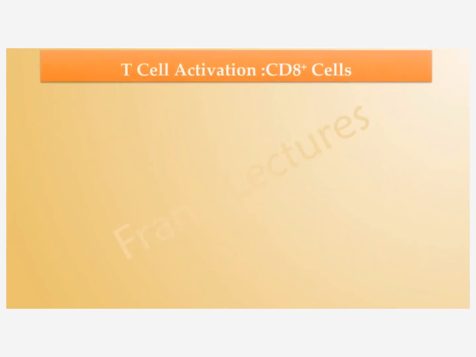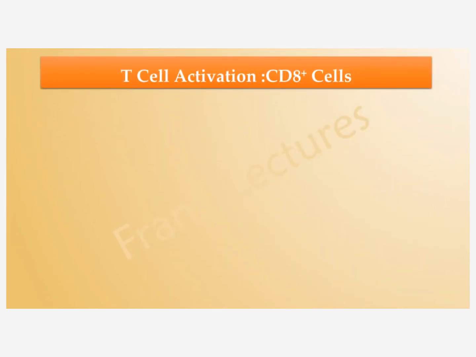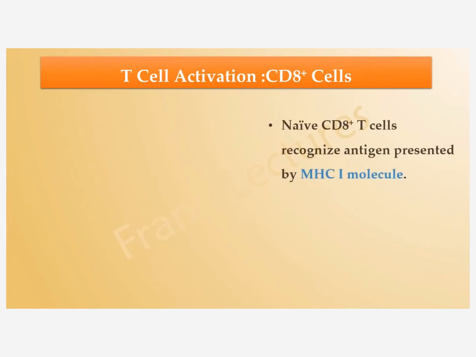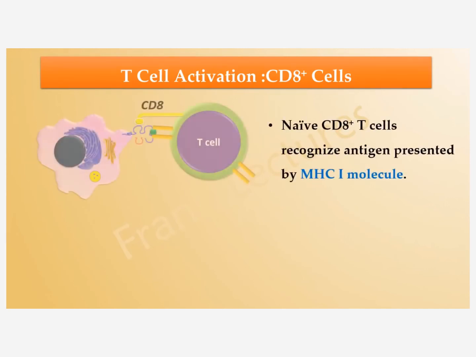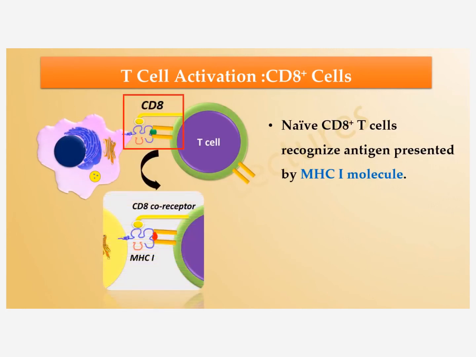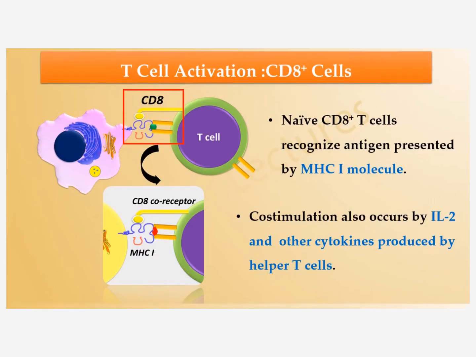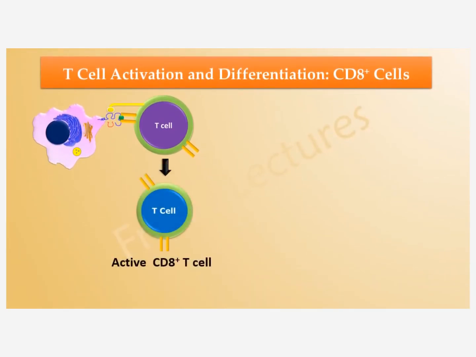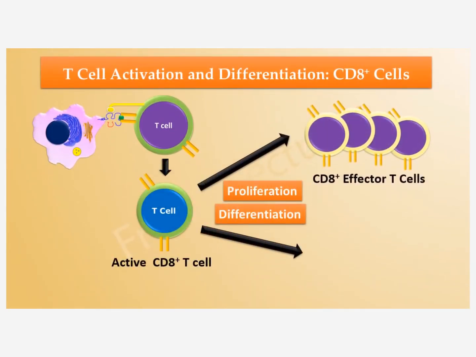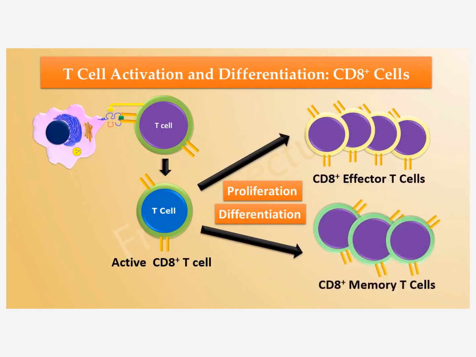The T cell activation of CD8 positive T cells is similar with few differences, such as naive CD8 positive T cells recognize antigen presented by MHC1 molecule. The co-stimulation of these cells also occurs by interleukin-2 and other cytokines produced by helper T cells. These helper cells are those which recognize and bind the same antigen. Once activated, these CD8 positive T cells result in the generation of effector T cells and memory T cells.